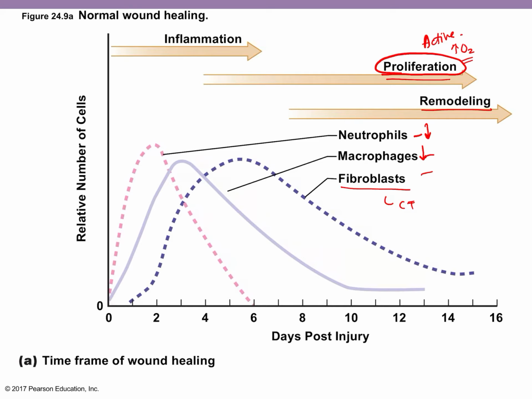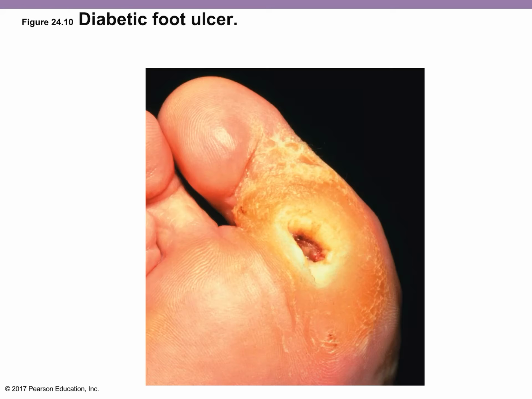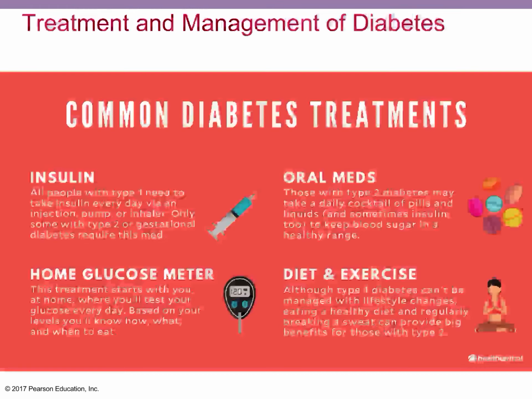So we can see that at all these different levels, we can actually get sort of altered or slow wound healing. And one of the hallmark signs of diabetes is getting these foot ulcers. So foot ulcers are really common, and because there is some form of neuropathy present, someone might not notice they have this foot ulcer.